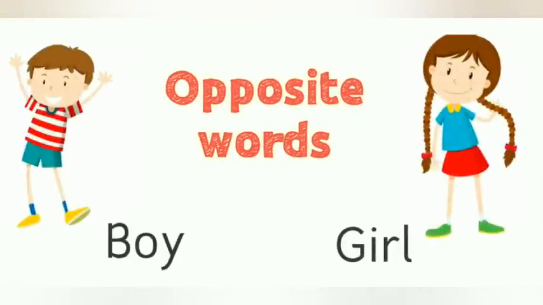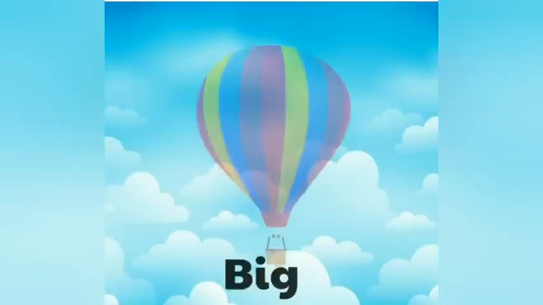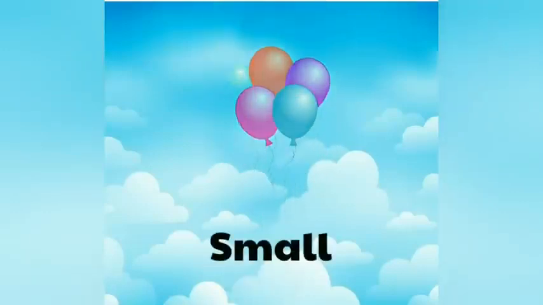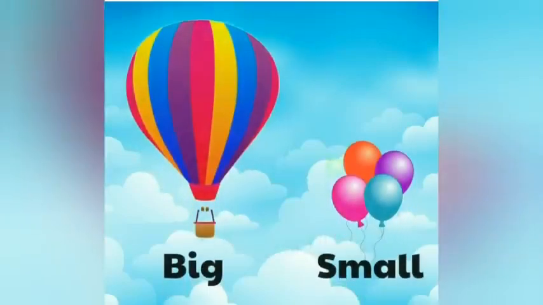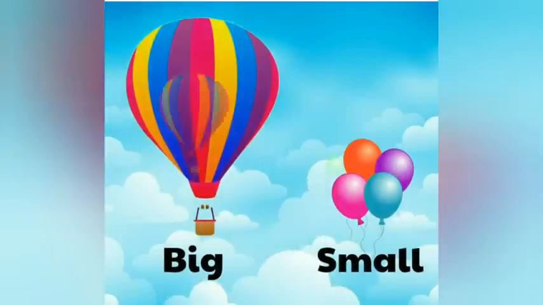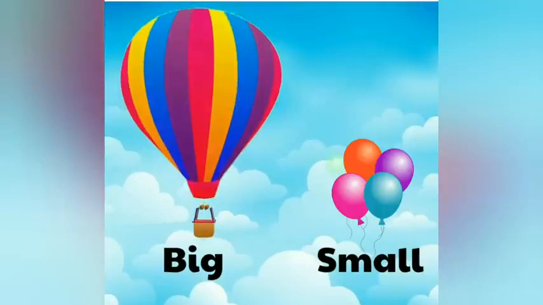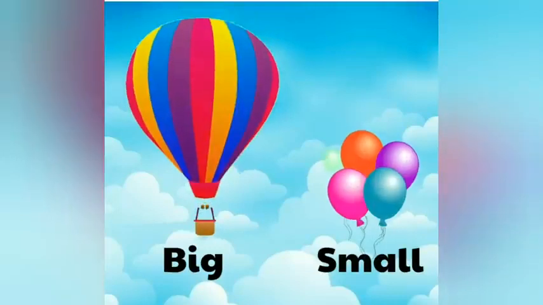Opposite words. Big, small. Big and small. Big hot air balloon. Small gas balloon.